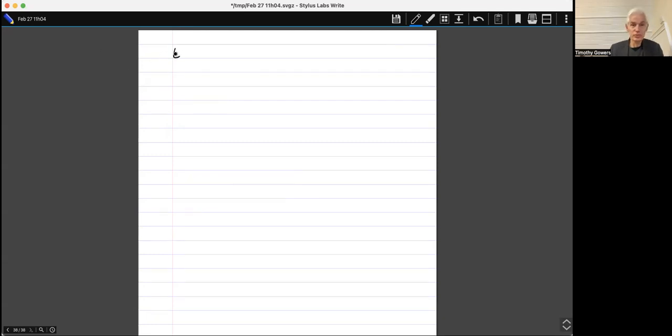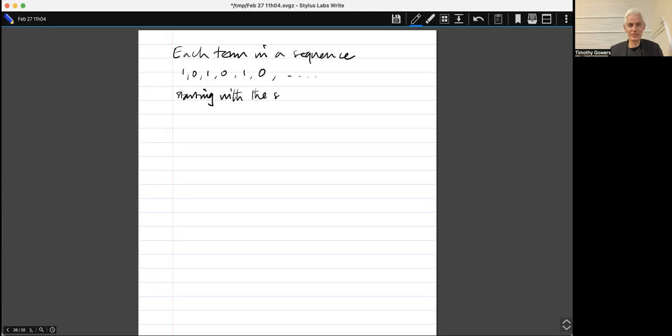Each term in a sequence one naught, one naught, one naught, one naught. It's odd that it doesn't say the sequence, but perhaps we'll understand why in a moment. Oh, starting with the seventh. Is this going to be some Fibonacci generalization or something? Is the sum of the last 6 terms mod 10? Okay.